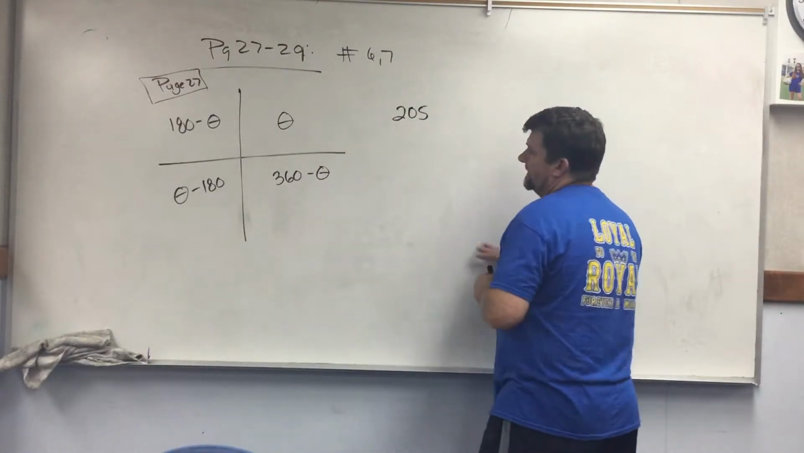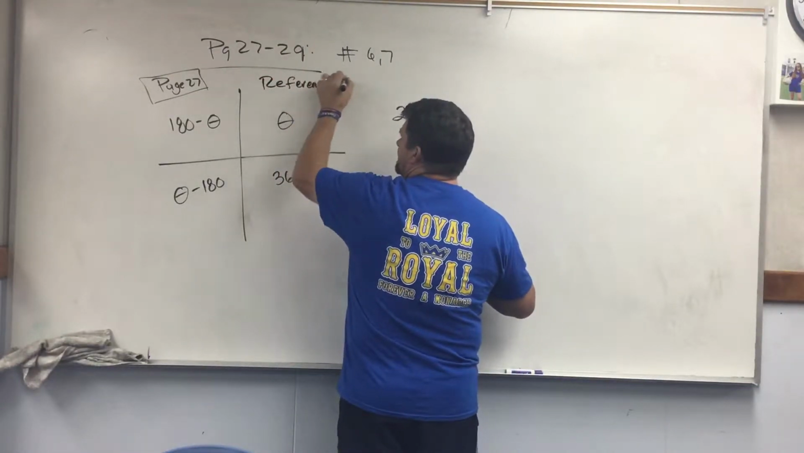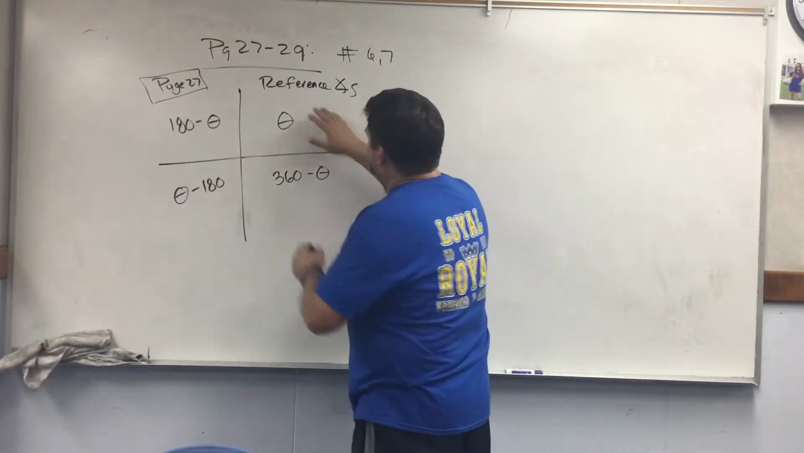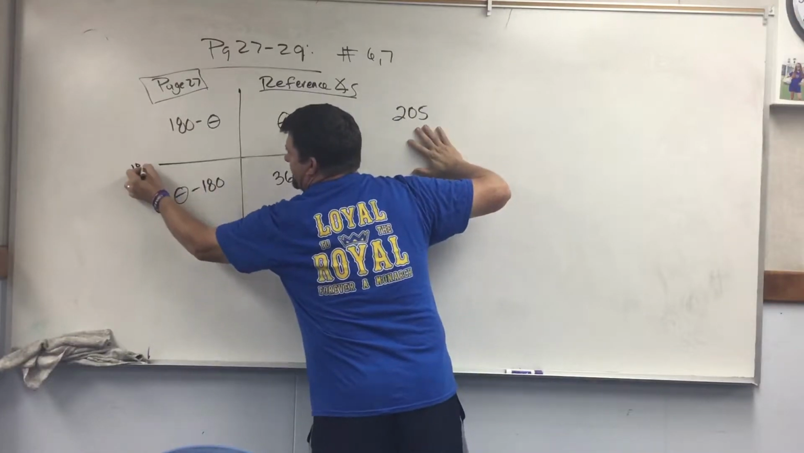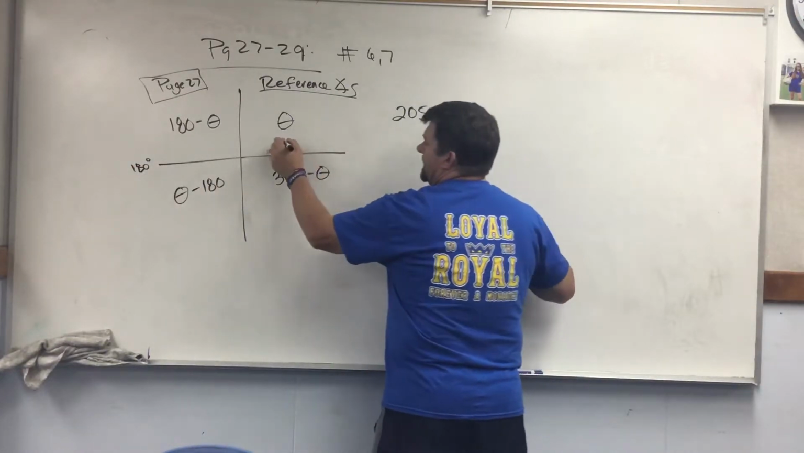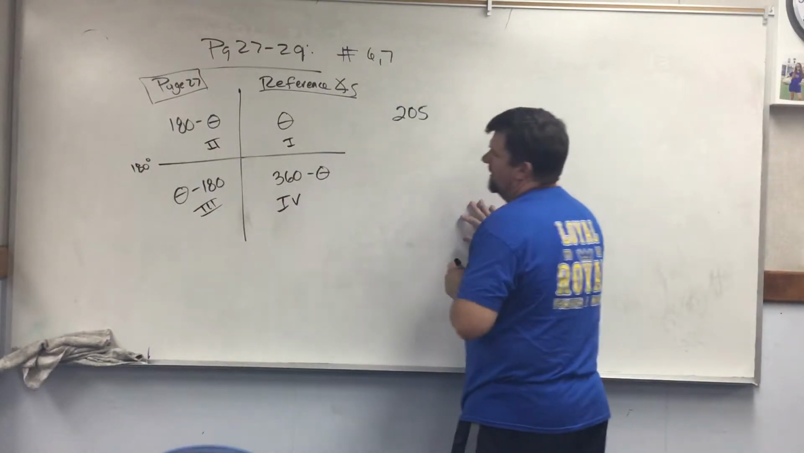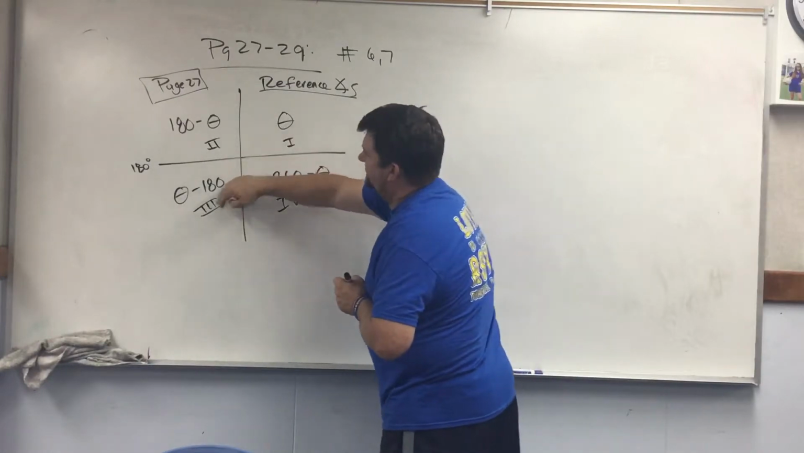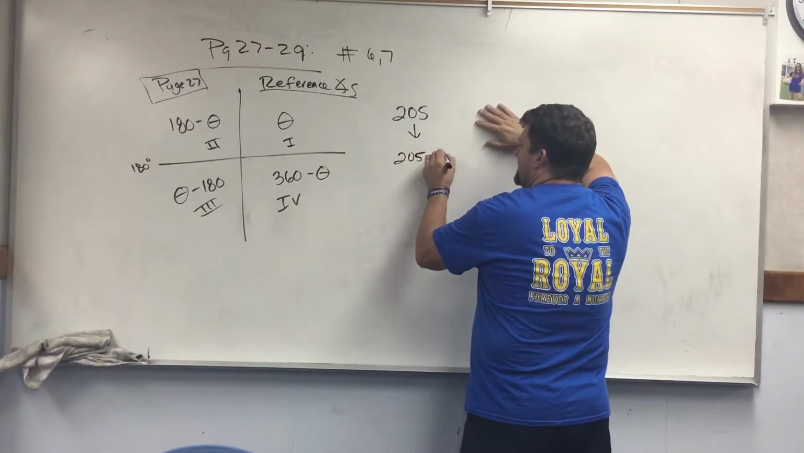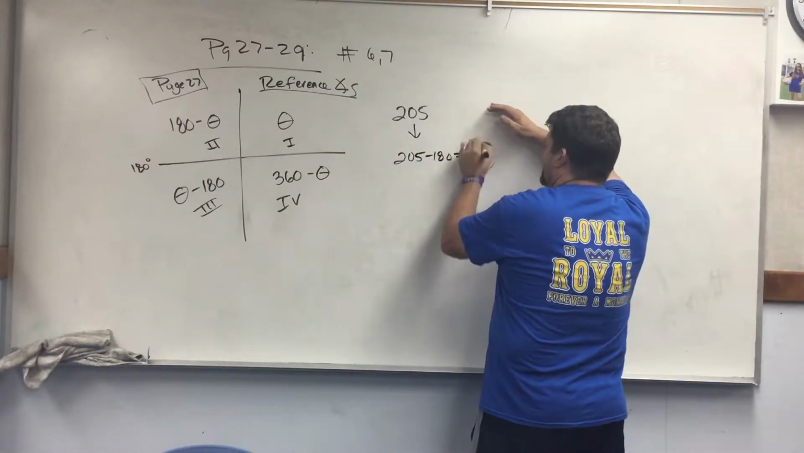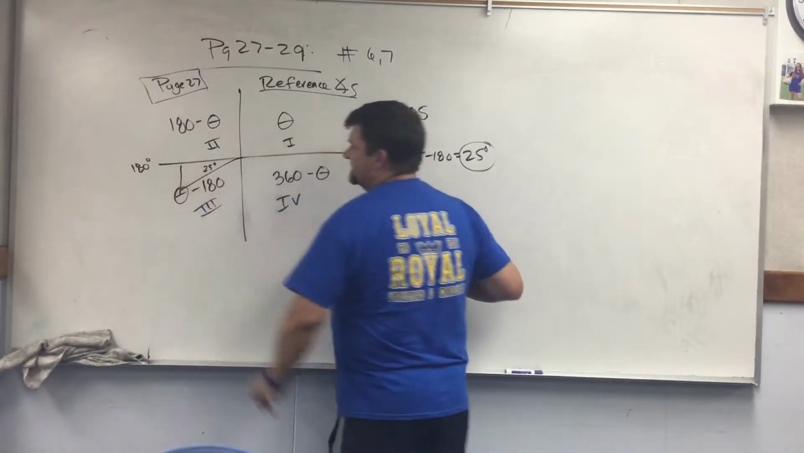If it's 205 degrees, what's the reference angle? Remember, we're finding reference angles. So if it's 205, this is 180 degrees. In quadrant 1, quadrant 2, quadrant 3, quadrant 4, it's past 180 degrees. So we're going to take theta, which is 205, minus 180, which means my reference angle is 25 degrees. If I drew a triangle, it'd be 25 degrees.